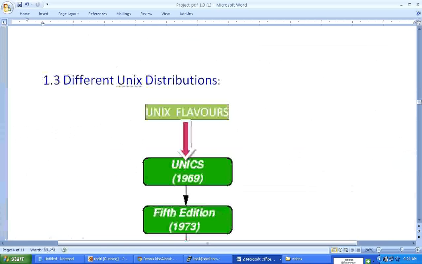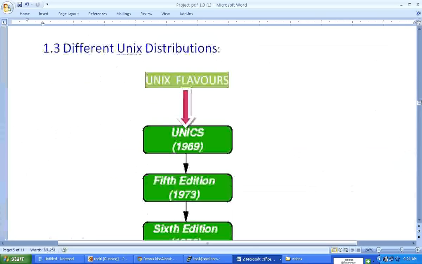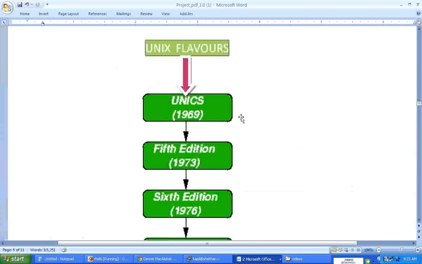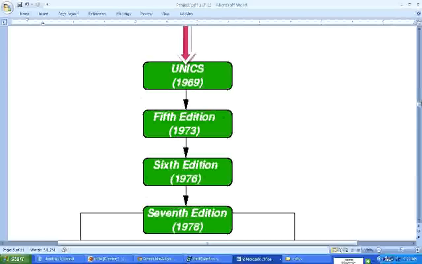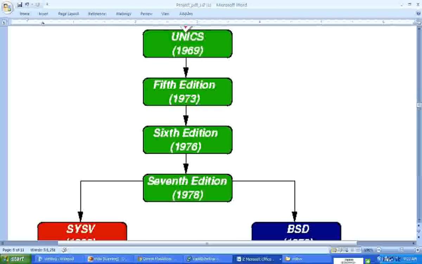If you see the chart here, we started Unix at the very beginning in 1969. It was initially called UNICS, and then they changed the name to Unix. Then the fifth edition came around 1975, when the code was made available to universities.